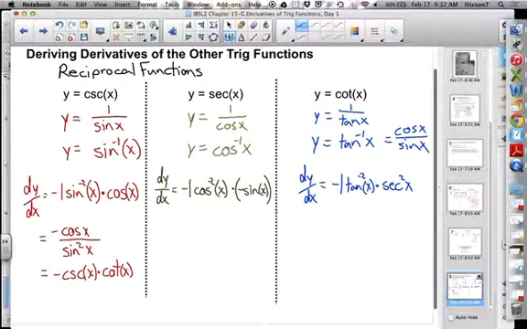Alright, so you see here with sine to the -1 or cosecant, we have -1 times sine to the -2 of x times the derivative of sine, so times that cosine. When I simplify that, I get a negative cosine over sine squared. The -2 puts the sine squared in the denominator. Then I recognize that that could be seen as 1 over sine times cosine over sine. I split that up.